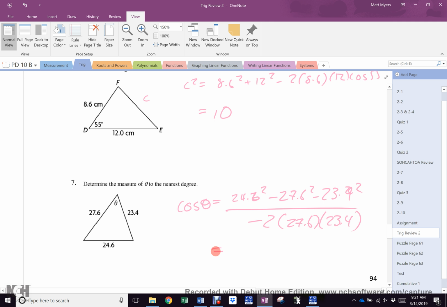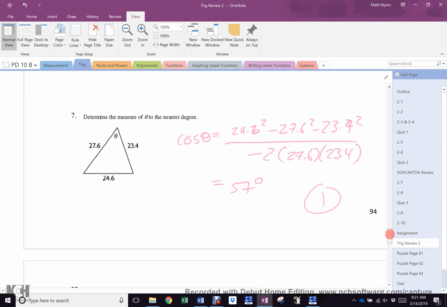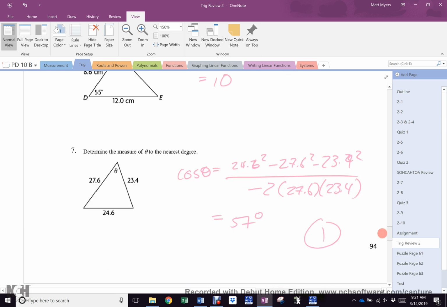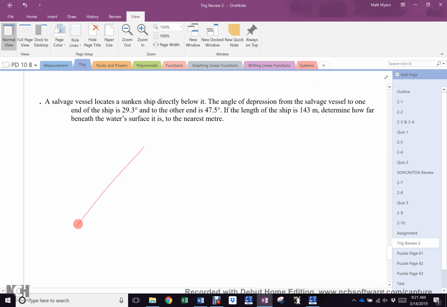I think I screwed up on my calculator. I think I screwed up one bracket because I'm trying to do it all in one step. Is it 57? Then I didn't screw up. Making that out of 4, I believe.